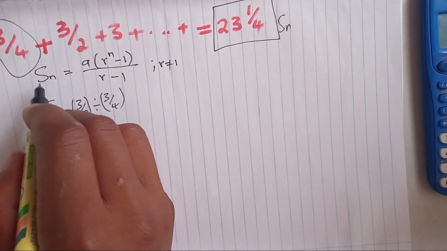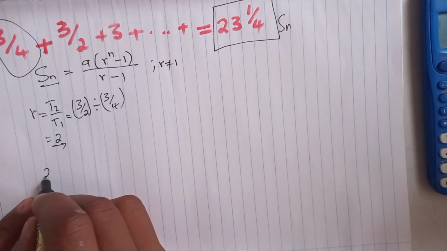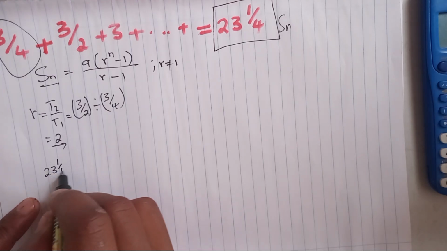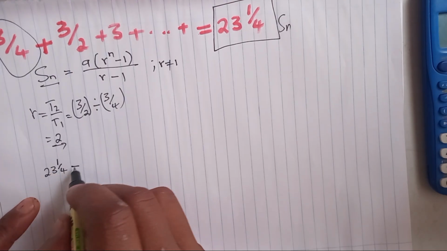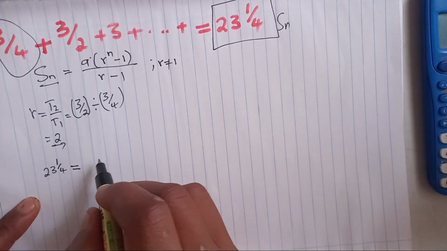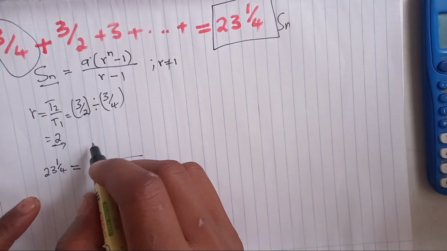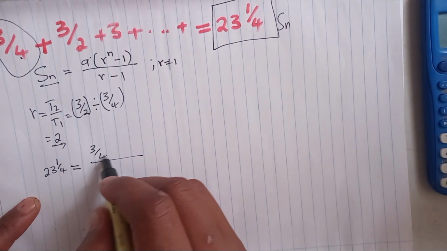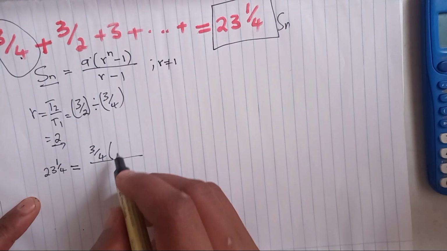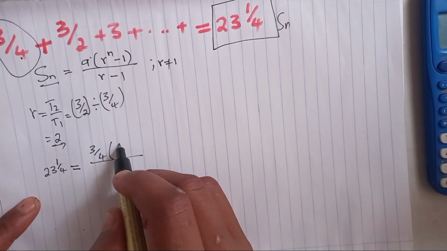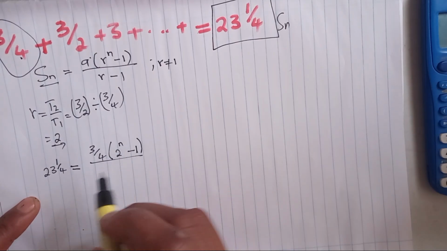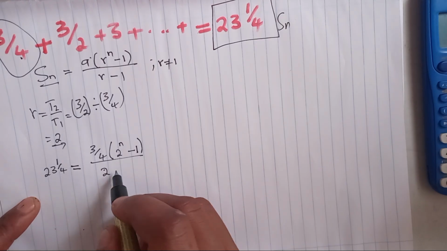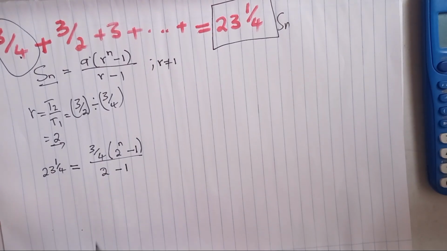So we know that Sn is equivalent to 23 and a quarter, which is equivalent to, what is the first term? The first term is 3 over 4. The first term of the series is 3 over 4 into, what is r? Our r is 2 exponent n minus 1, and then we divide by 2 minus 1. This is how it works. So we are just looking for the value of n.